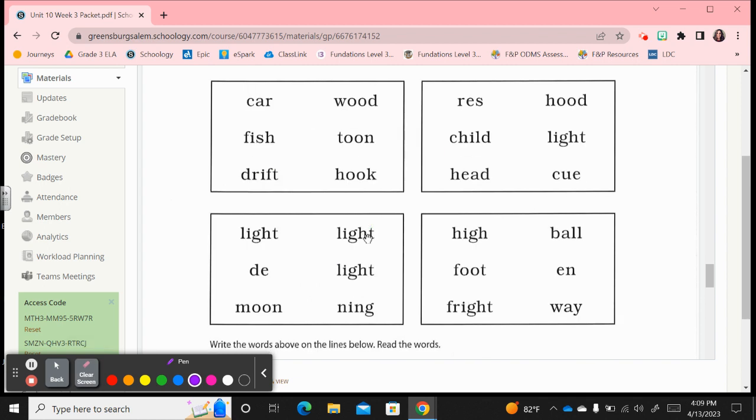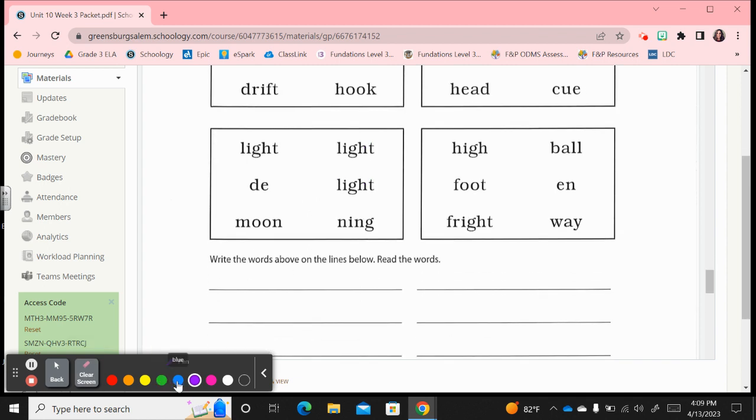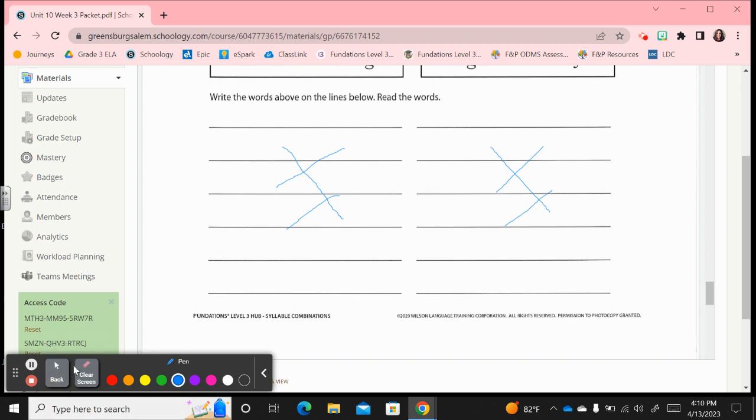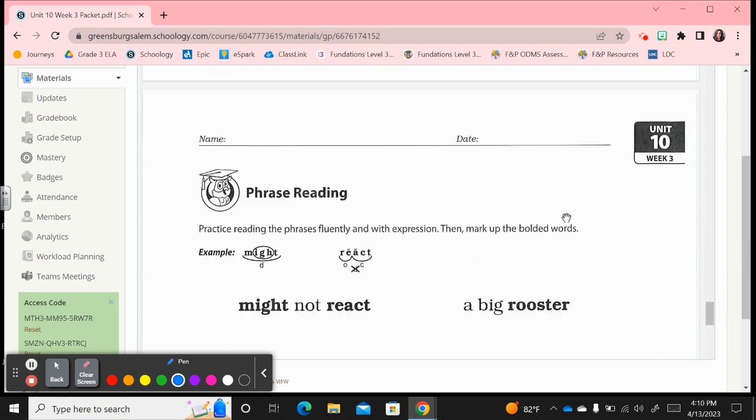Okay, let's clear that actually so we can scooch down to these ones. Let's pick a new color. Lightning, delight, moonlight. Okay. Highway, football. Those are two compound words. And frighten. Okay, so 3, 6, 9, 12. Do we have 12 lines down here? Let's see. 1, 2, 3, 4, 5, 6 times 2. Yes, so you will be able to write those full words. That's all you have to do on the lines below.